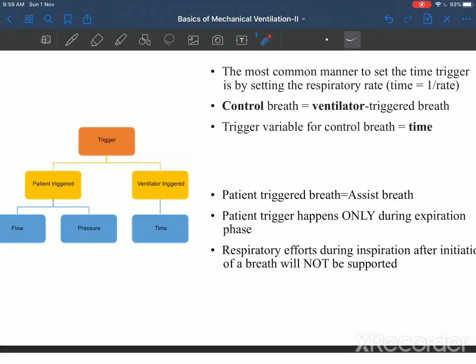Only then will the patient comfort be improved and synchrony be better. When the patient starts, if the ventilator also gives a breath, then it becomes a good synchronized breath. If the patient is triggering here and the ventilator is not giving a breath, and suddenly the ventilator gives a breath here, then there is no synchrony between what the patient wants and what the ventilator gives.